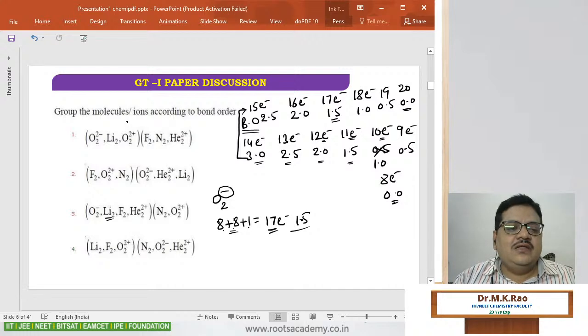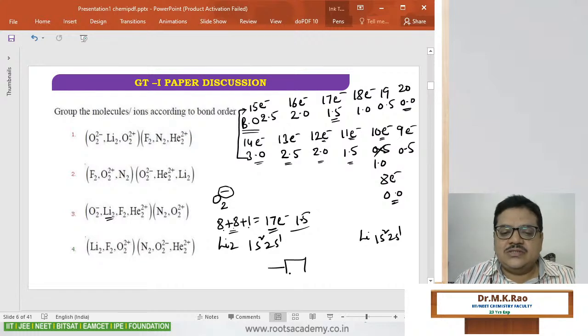Now what they are saying, the group of molecules or ions according to bond order. So according to bond order, lithium 2, we have to find out the bond order. See, 1s2, 2s1. It is one lithium, another lithium, 1s2, 2s1. Now this is the arrangement of electrons in the orbitals. Sigma 1s2 and sigma star 1s2. Next lithium, another sigma 2s2, sigma 2s1. Here 2s1, it is also 2s1.